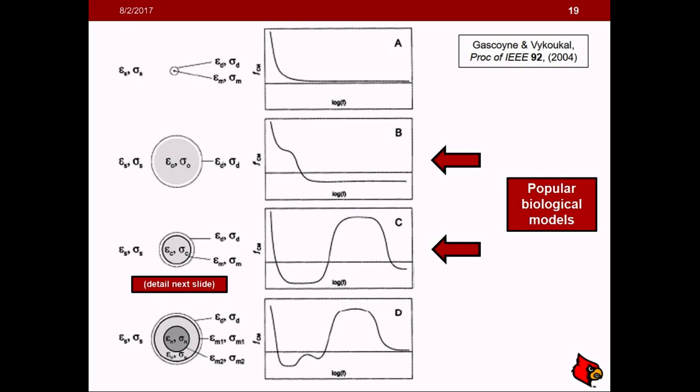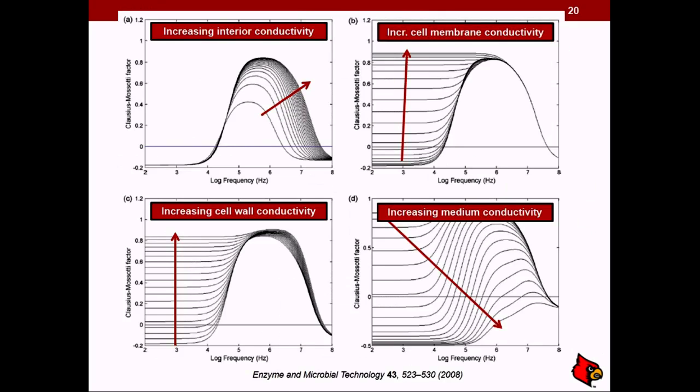We'll show some examples later. Now, if you don't have a spherical homogeneous particle, if you have a layered particle, there are models that exist out there, and this is what the Clausius-Mossotti factor would look like for those models. And there are some popular biological models that have been used. For those who are interested in cell biology and its applications, how does the Clausius-Mossotti factor change for these different particles? So let's say you increase the interior cell conductivity, for whatever reason. That's the shift in the upper left of what would happen to the real part of the Clausius-Mossotti factor.